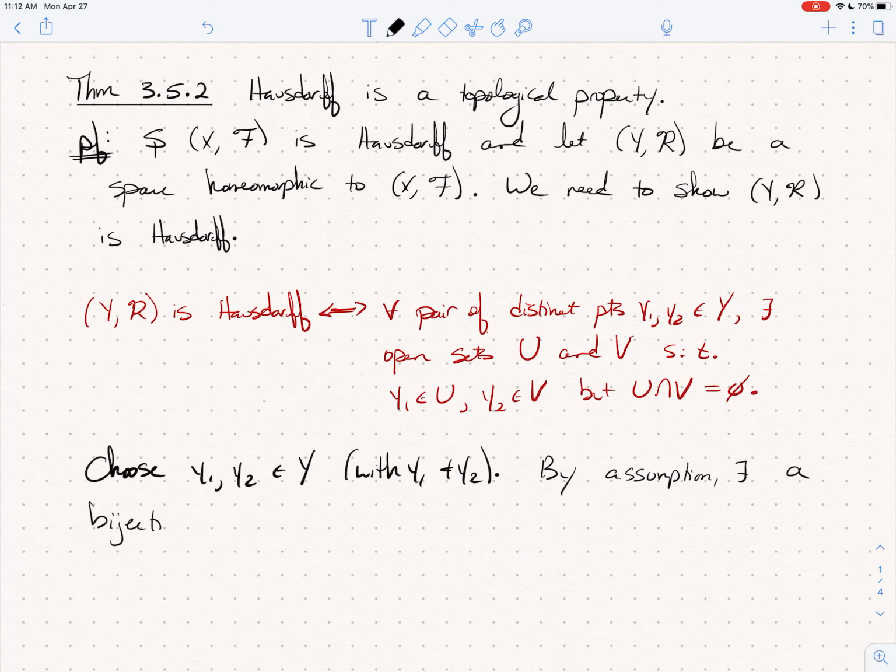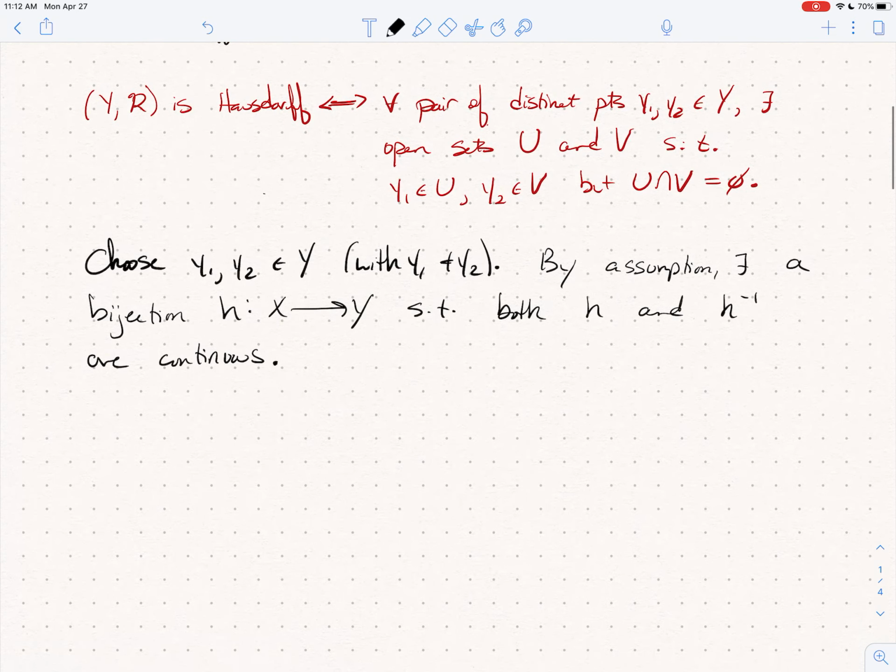So we can say by assumption, there exists a bijection, let's call it h, from X to Y, such that both h and h inverse are continuous. And that means that for both of these functions, the preimage of an open set is open. Okay, so now let's think about it. First off, we're interested in the fact that I'm picking these points in Y that are distinct. These are distinct points, and I want to look at what happens back in X.